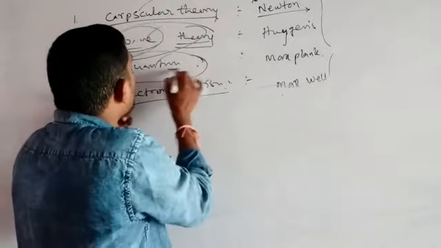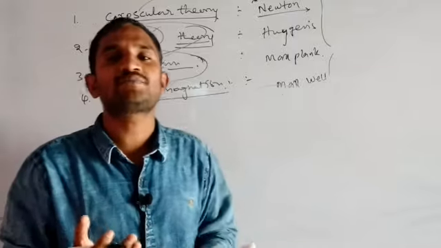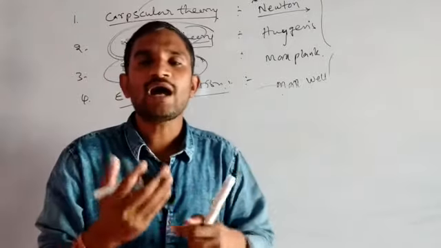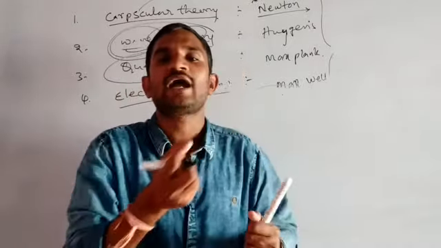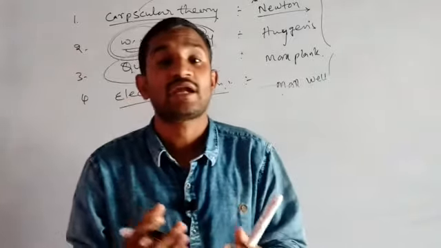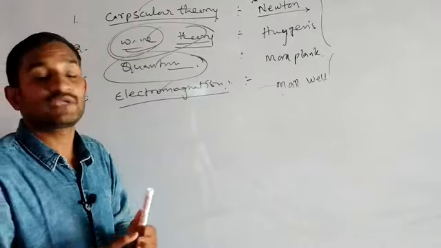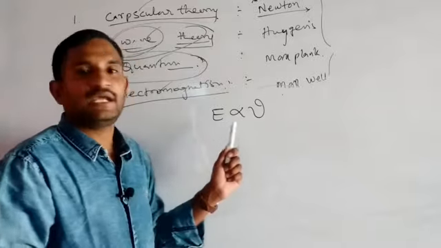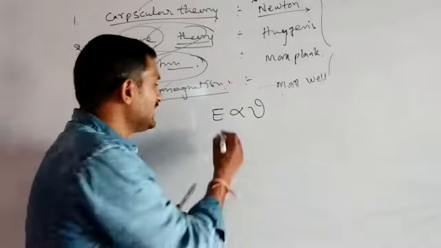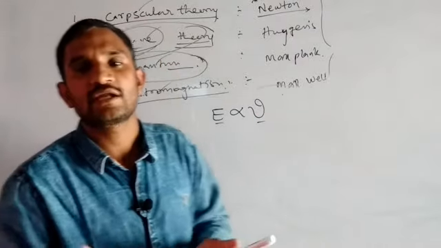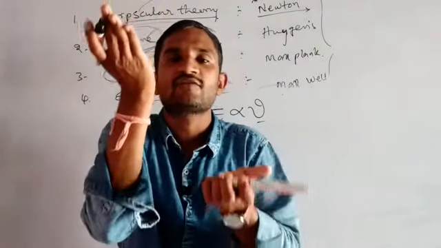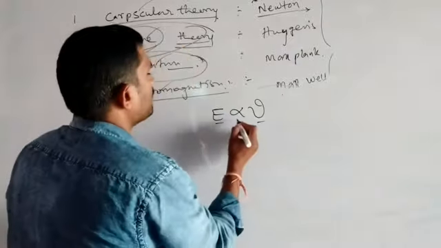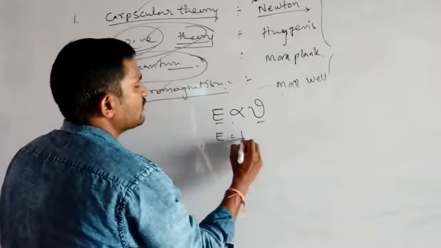What is the Max Planck quantum theory? To know the absorption and emission of electromagnetic rays by any substance, he proposed the Max Planck quantum theory. According to this theory, E is directly proportional to nu. E means energy, nu means frequency. Both are directly proportional to each other. Suppose energy is increasing, frequency also increases. Energy decreasing, frequency also decreases. Here the proportionality constant is introduced, so E equals h nu.